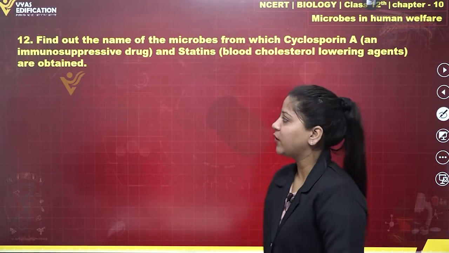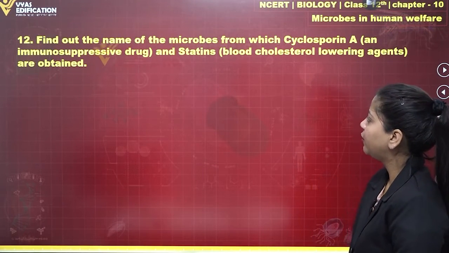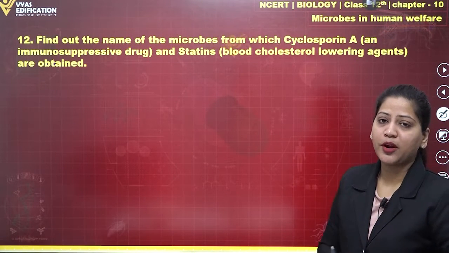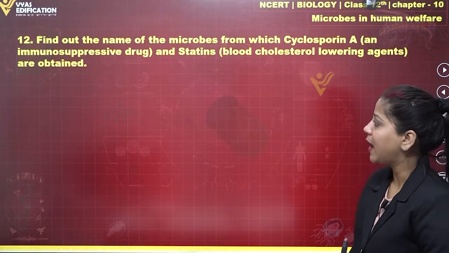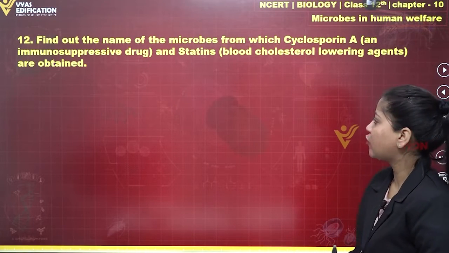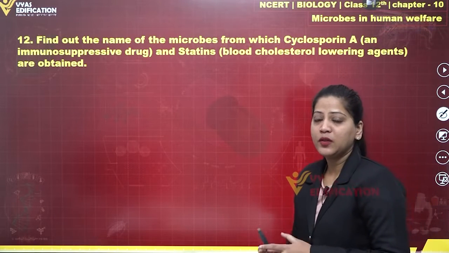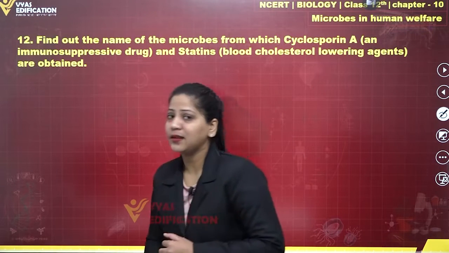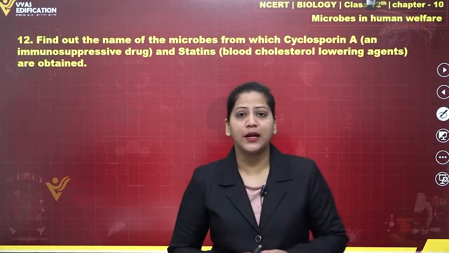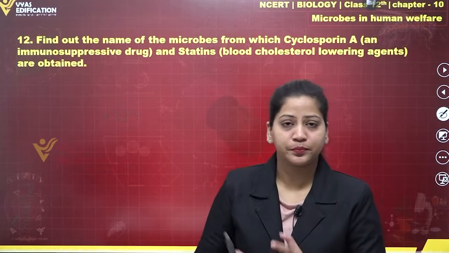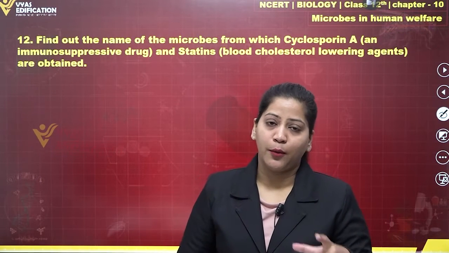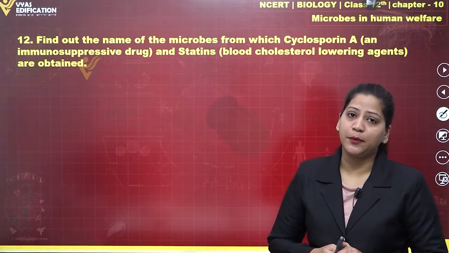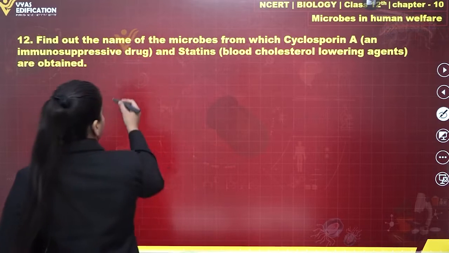Now let's discuss the next question, question number 12. Find out the name of the microbes from which cyclosporin A, which is an immunosuppressive drug, and statins, which is a blood cholesterol lowering agent, are obtained. Cyclosporin A is obtained from Trichoderma polysporum, and statin is obtained from Monascus purpureus. So these two are the organisms.